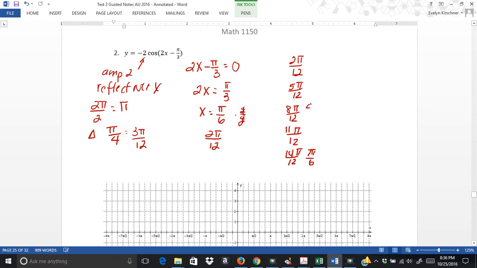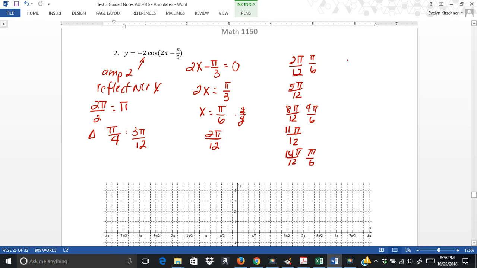This is the same as 4 pi over 6. And this was pi over 6. And pi over 6 plus pi is 7 pi over 6. So I have the right period here. And now I need my points.